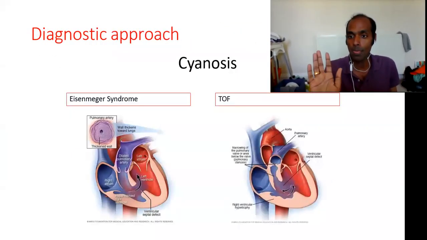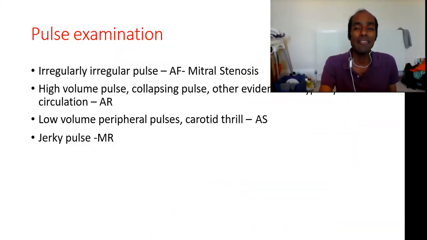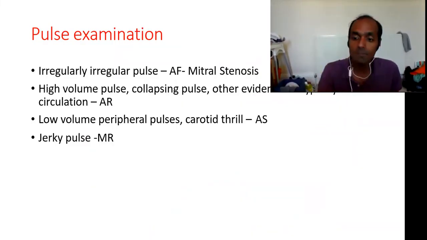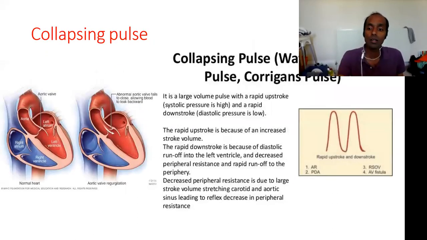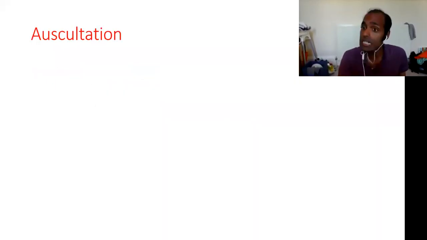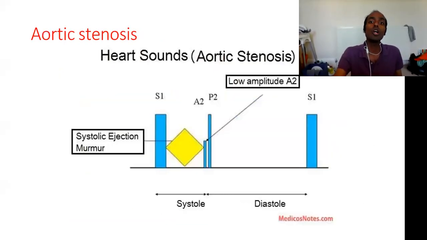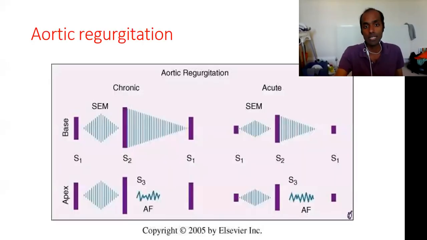Cyanosis, how to interpret the differences between Eisenmenger and Tetralogy of Fallot, and then using the pulse, JVP, blood pressure, palpation, looking for thrills, how to diagnose each of these lesions without using auscultation. Then finally, we went through the auscultatory findings.